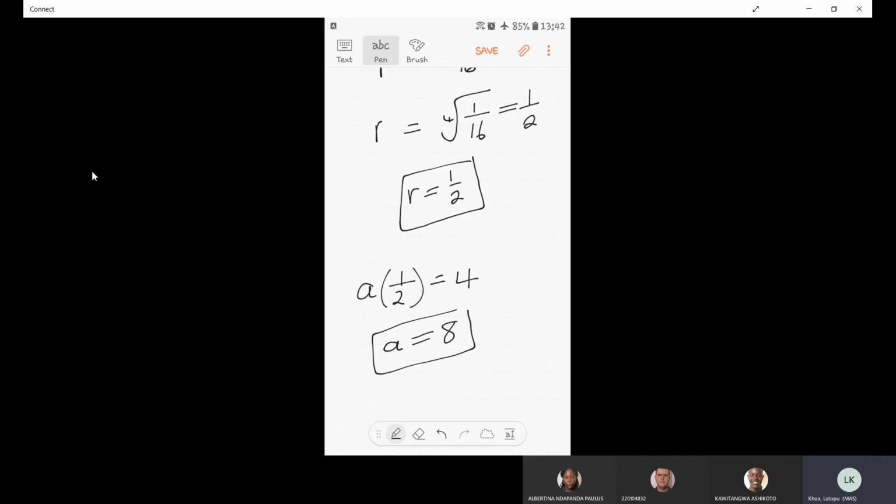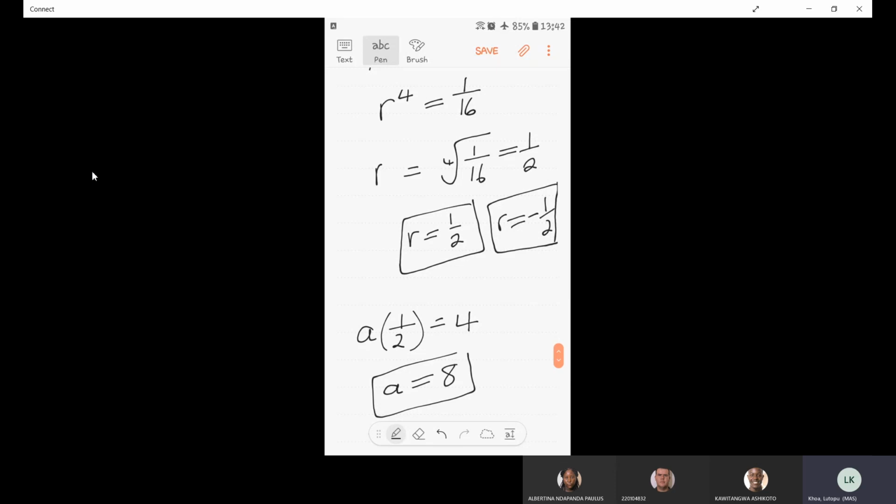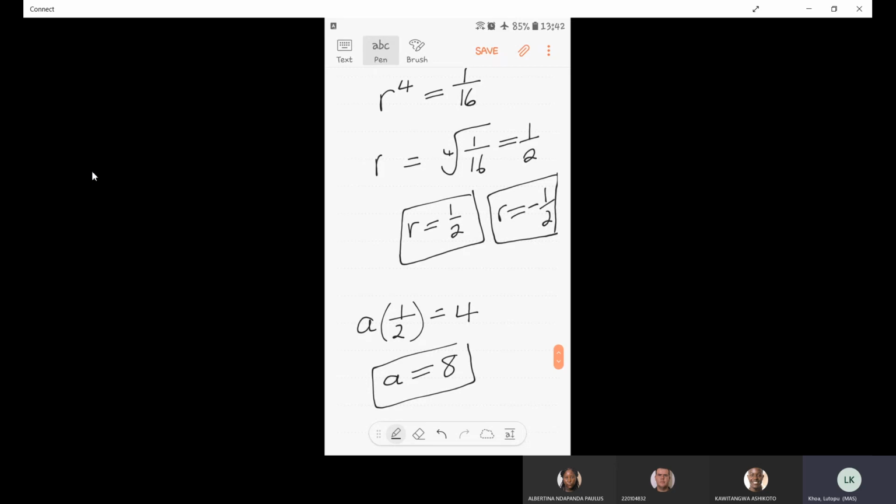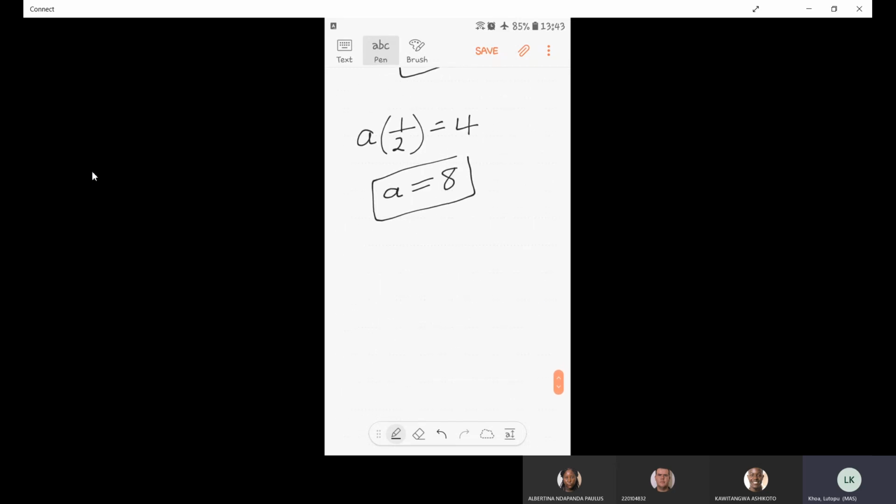I think, sorry, over here, r can also be equal to negative a half. So there are two possible values. I forgot that. Okay, so when you take the fourth root, r can be positive or negative. So it's not just one value for r. Then you can write down the sequence.